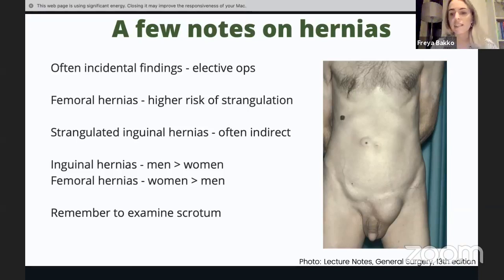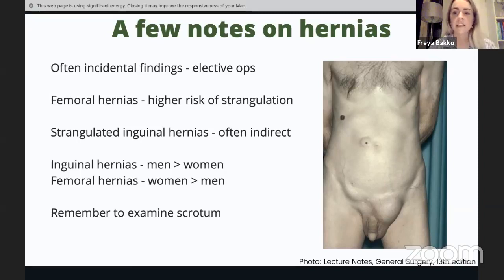These are more commonly seen in females because of their wider pelvic structure. And they also have a higher risk of strangulation due to the more narrow femoral canal. So if you diagnose a femoral hernia, these probably will undergo a more speedy operation than an inguinal hernia.